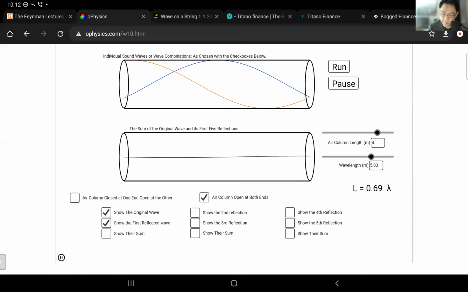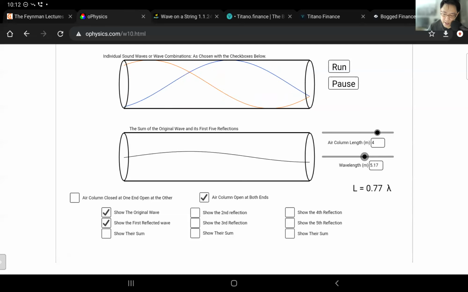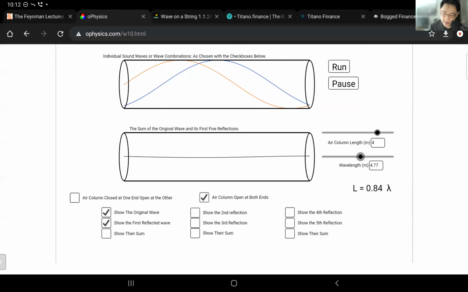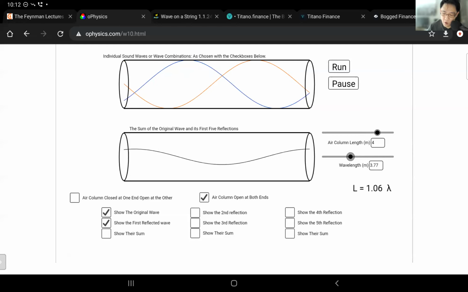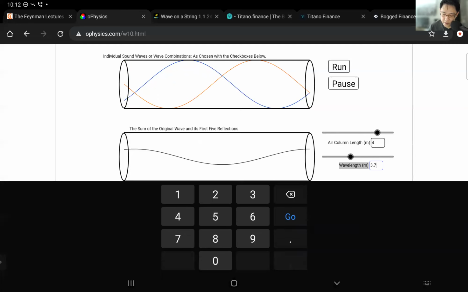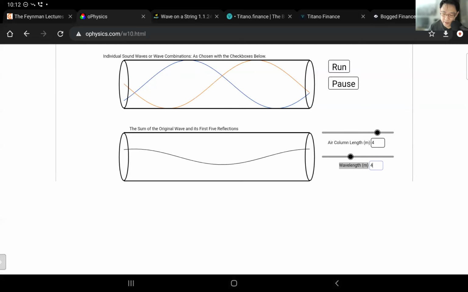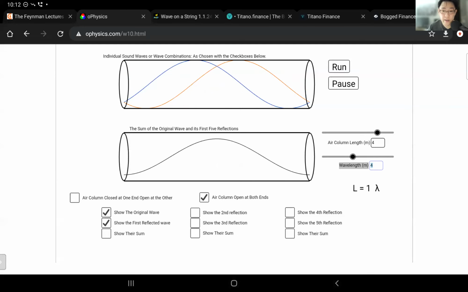All right, now keep going. Let me go down again, and then let me try to put 4 if possible. All right, I'm going to put exactly 4 there. Can you guess what will happen here? Now you fit one exact wavelength into this tube.